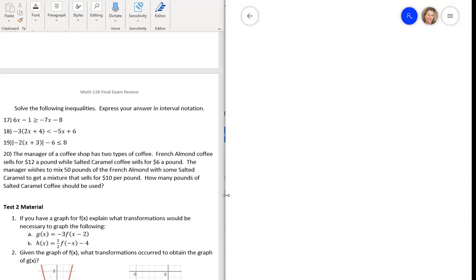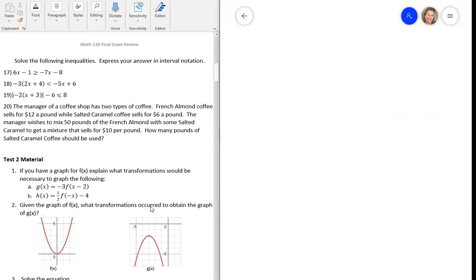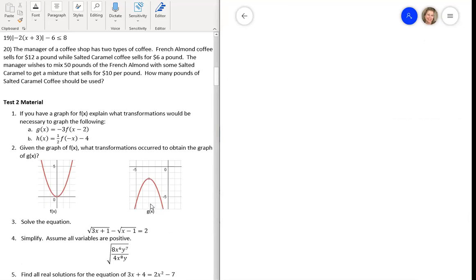All right, so number 20. The manager of a coffee shop has 2 types of coffee. French almond coffee sells for $12 a pound, while salted caramel costs $6 a pound. The manager wishes to mix 50 pounds of the French almond with some salted caramel to get a mixture that sells for $10 per pound. How many pounds of the salted caramel coffee should be used?